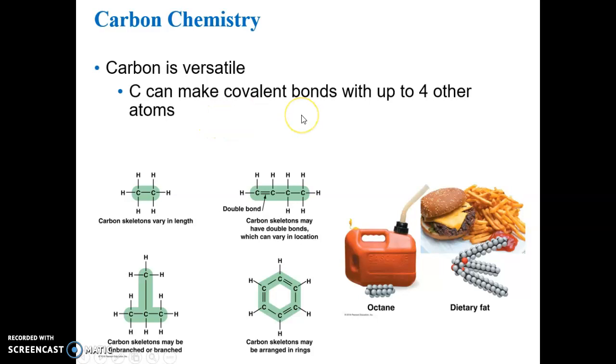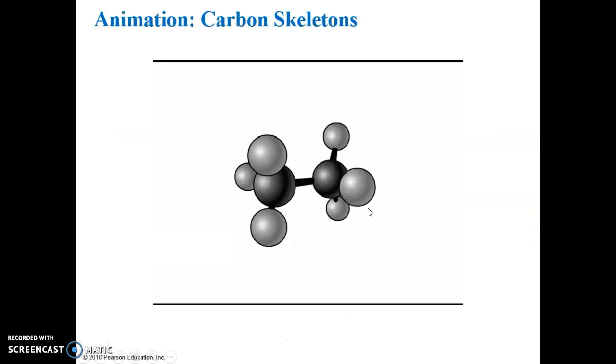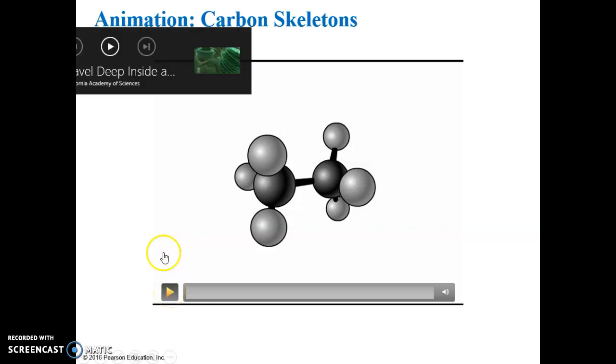So carbon can make covalent bonds with up to 4 other atoms, and the other atoms can be different things, not just hydrogen or carbon, but many of the other elements. Carbon can bind to other carbon atoms, forming essentially an endless variety of organic carbon-based molecules. Even things like gasoline, the fat in cheese, the proteins in meat, and the carbohydrates in bread are all large, elaborate carbon-based molecules. So here is a little bit on carbon and its bonding ability with this little video.